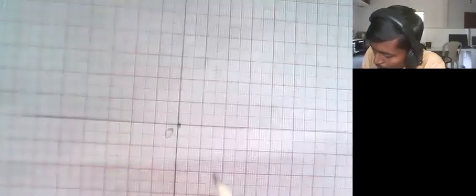Okay, therefore this is called the origin. This is the point O, as in the coordinate system, you know, everyone.